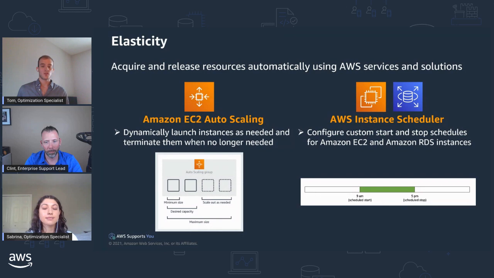With scheduling, use AWS Instance Scheduler, a CloudFormation solution for workloads that don't need to run 24/7 and can be stopped at certain times, like nights or weekends. Customers can configure custom start and stop schedules for EC2 and RDS instances. There are design considerations to make when implementing this solution, so be sure to review the documentation first.